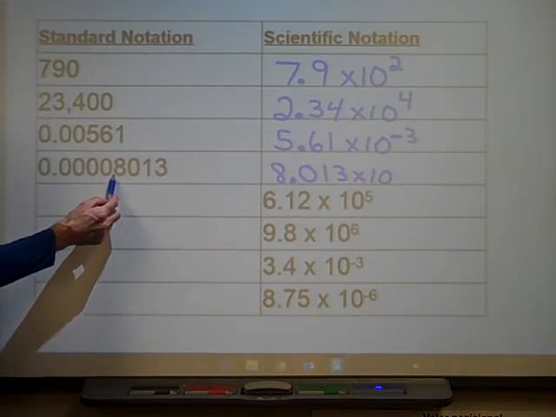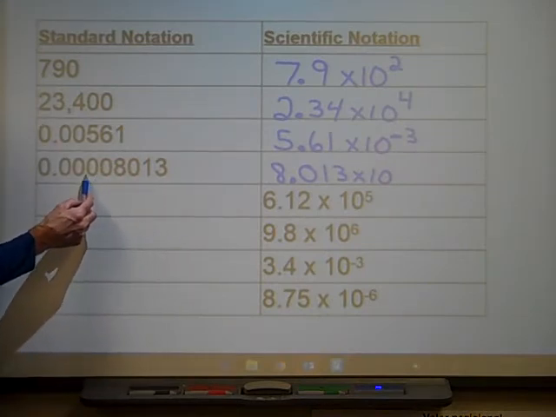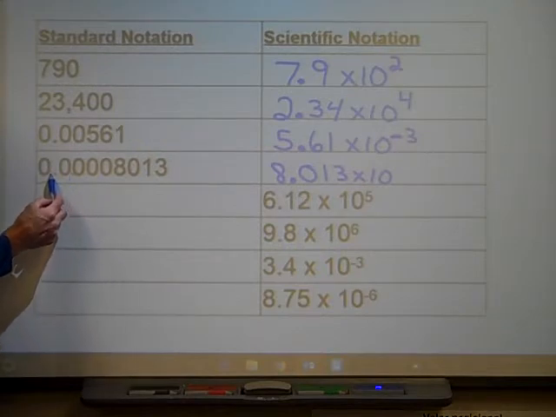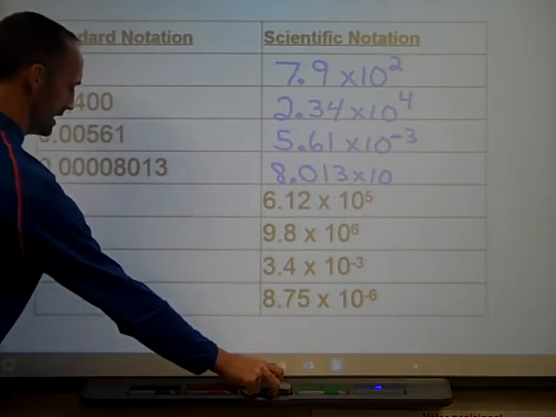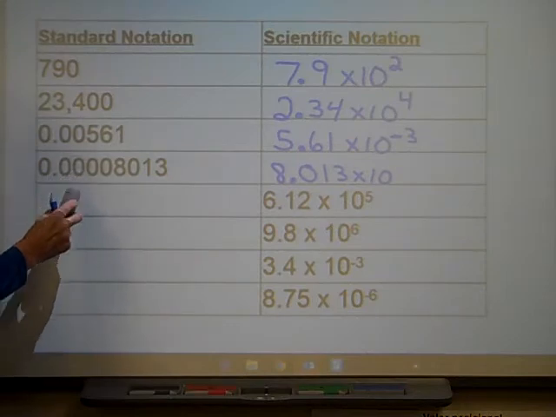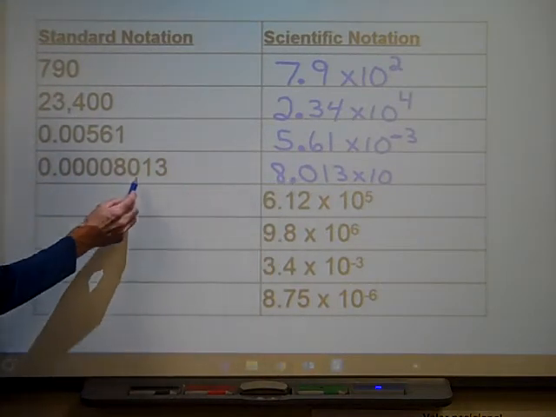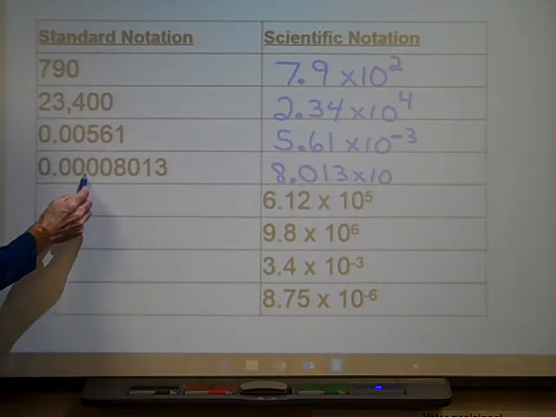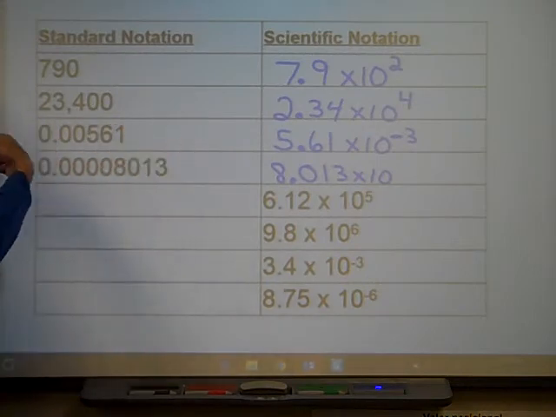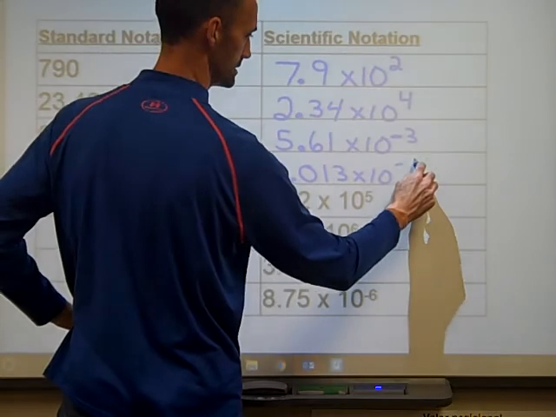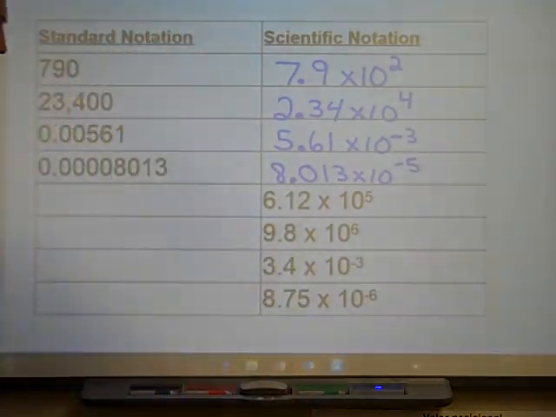This time we're going 1, 2, 3, 4, 5 numbers to the left, or 5 digits to the left. So here we count again. It needs to be here, 1, 2, 3, 4, 5. 5 to the left is a negative exponent.